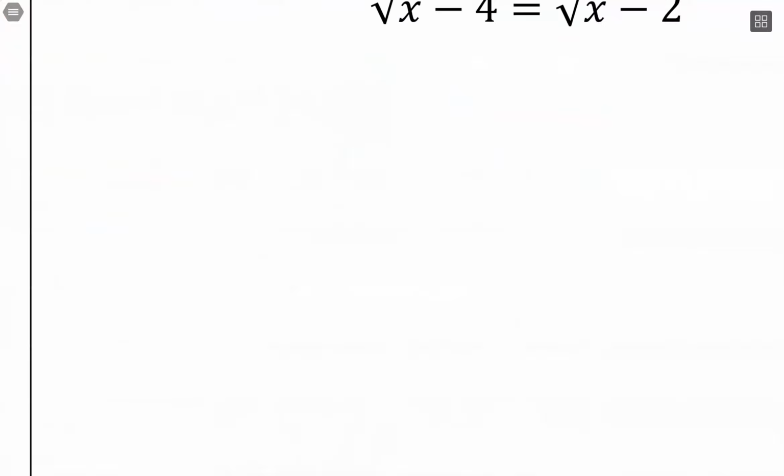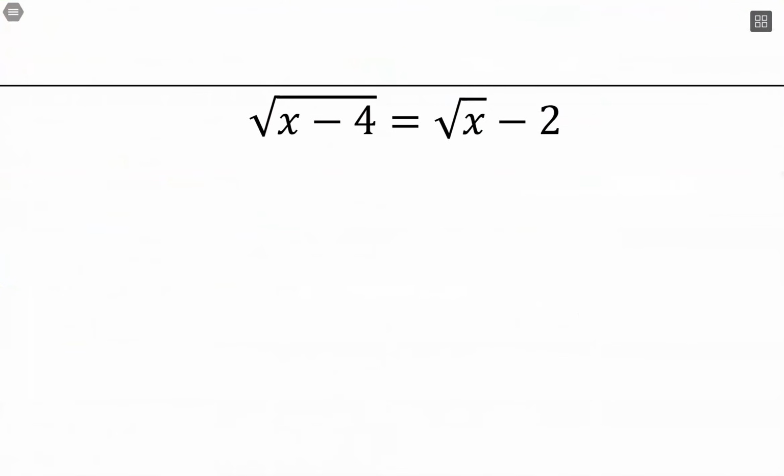Alright, another example here. So isolating a radical to one side of the equation, which we have on this left-hand side. And what I'm going to do is square both sides of the equation. So on the left-hand side, that's going to leave me with just x minus 4.